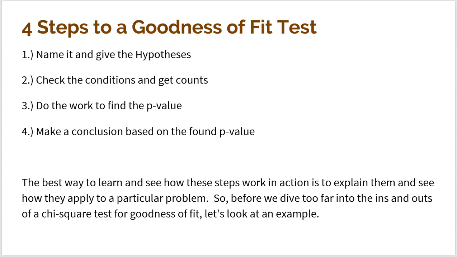Step 3 is to do the work to find the p-value, and step 4 is to make a conclusion based on that p-value. So the good news is you should recognize p-values. Oh, I get that. That's easy. I'm simply going to compare my p-value to my level of significance. If I'm lower, I'm going to reject the null. If I'm higher than the level of significance, I'm going to fail to reject the null. Good news is none of that is going to change. So a lot of these steps do look very, very familiar.